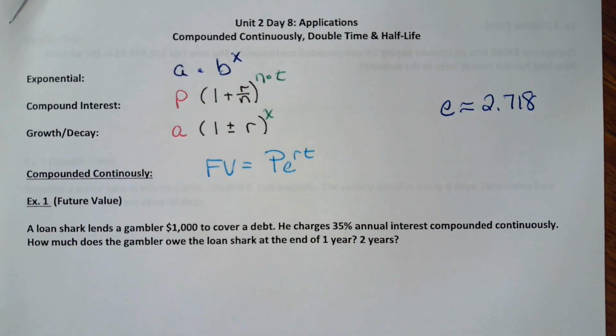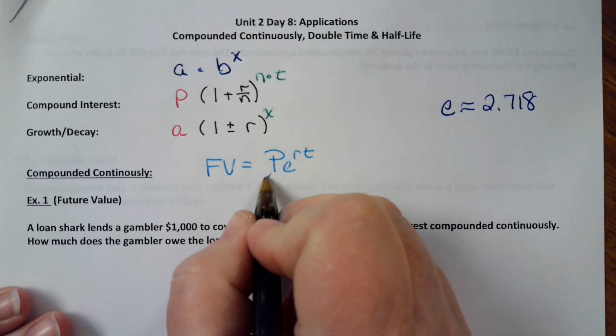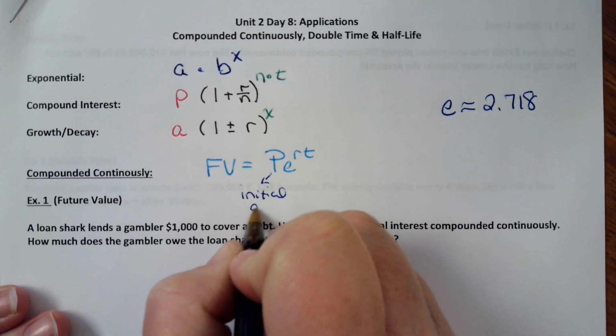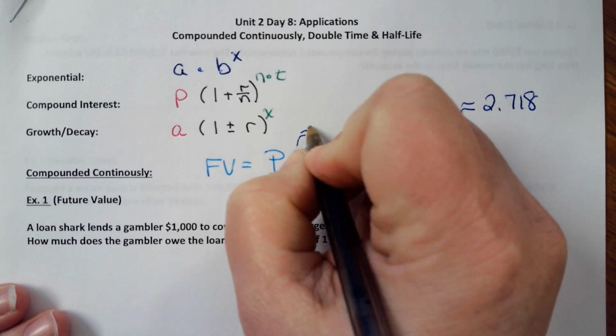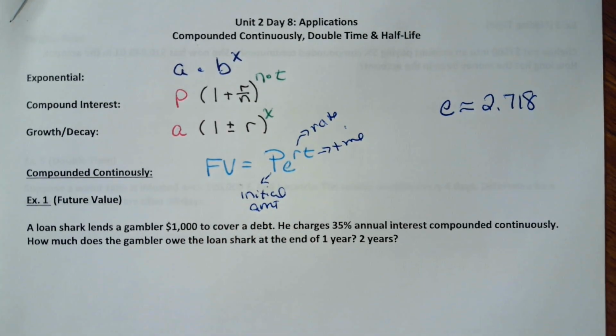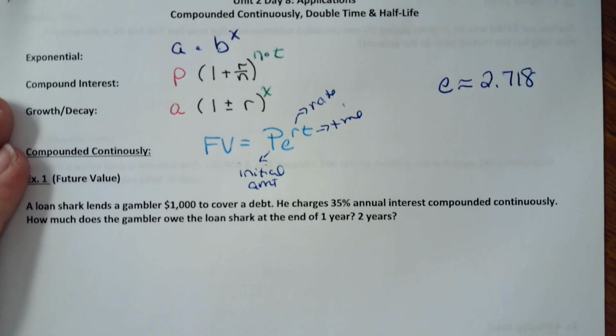Now, the P, the R, and the T stand for the same thing. The P is your initial amount. The R is your rate, and T is your time. So let's see how this is going to play out in these problems here.